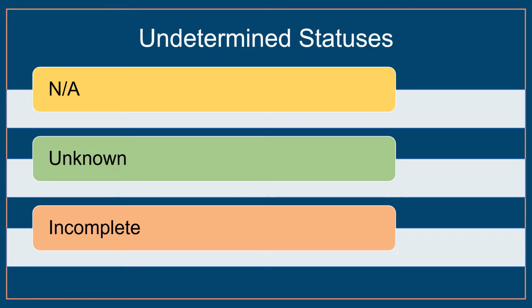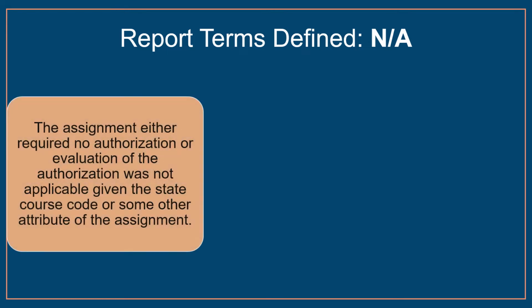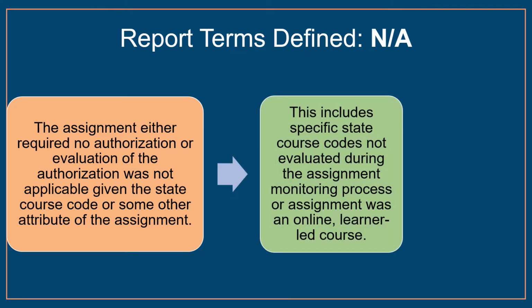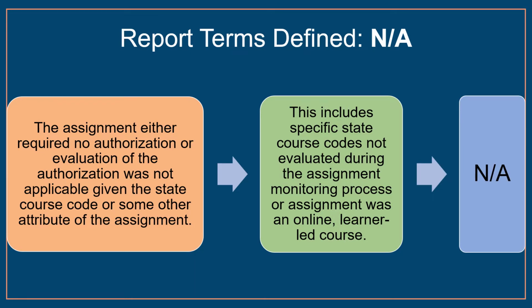categories will become smaller. An assignment monitoring outcome of NA indicates that the assignment either required no authorization or evaluation of the authorization was not applicable given the state course code or some other attribute of the assignment. This includes two specific state course codes not evaluated during the assignment monitoring process conducted by the CTC through CalSAAS: Course Code 9209, Teacher Preparation, and Course Code 9215, Free Period. NA also includes online learner-led courses in which the student sets the pace of instruction and where content and instruction are provided solely by the online application.